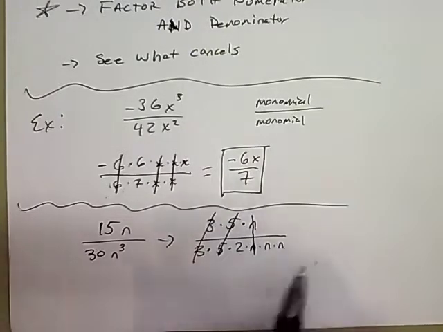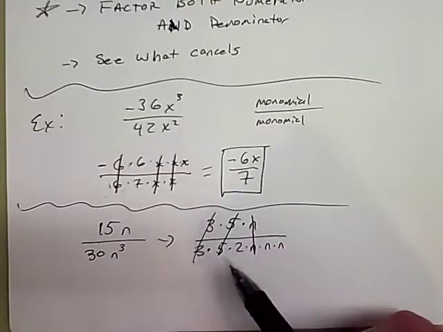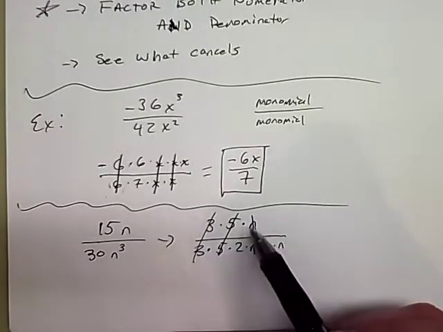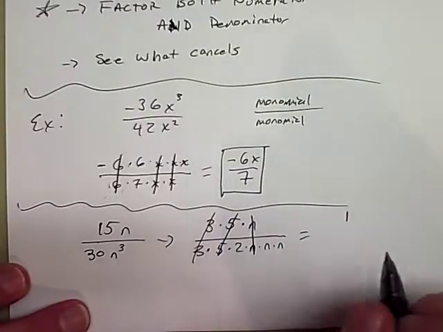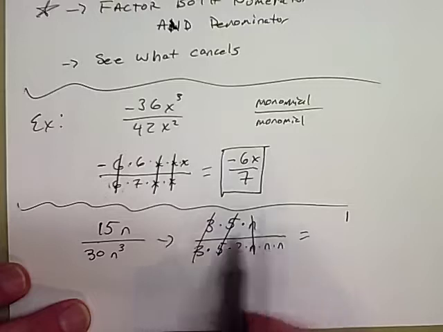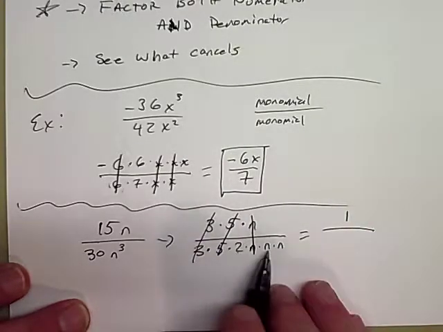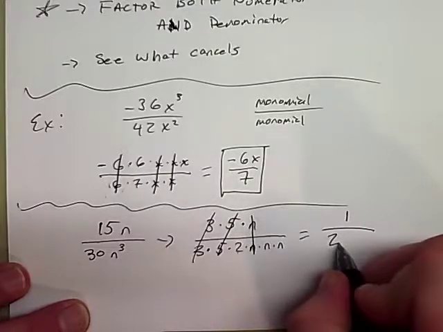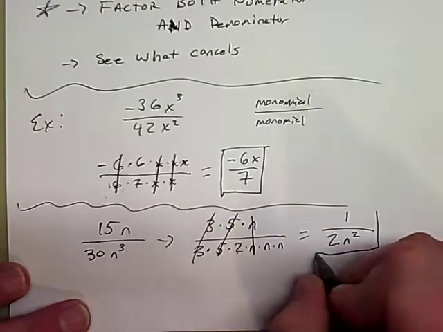Since I don't have anything left on the top, what did everything divide to? 3 divided by 3 was 1, 5 divided by 5 was 1, n divided by n was 1. So what I have left on top is a 1. If there's nothing there, it's really a 1. And in the bottom, I have a 2, an n, and an n. Now, n times n, we know, is n squared.